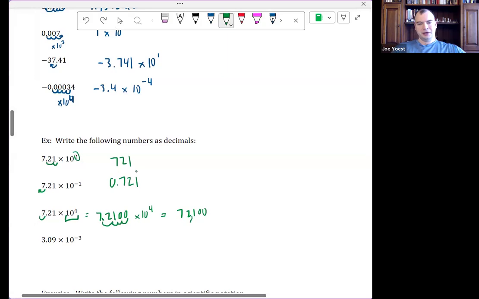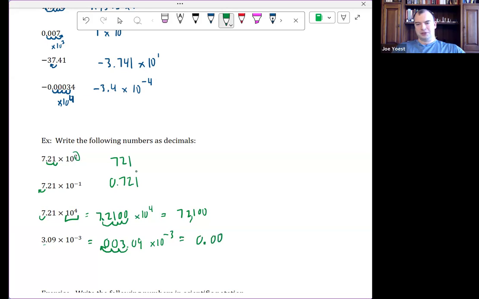And similarly, 3.09 times 10 to the negative 3, I want to go 3 places to the left. But again, I kind of run out of places to move. But I can think of this as like 003.09 times 10 to the negative 3. And now I can move 1, 2, 3 places to the left. So I have 1, 2 zeros after the decimal point, then 309.